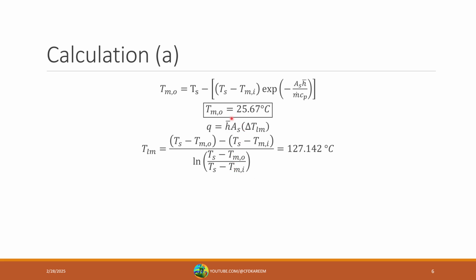And we're going to use our calculated outlet temperature of 25.67 degrees, plug that in, and we'll get a log mean temperature of about 127.142 degrees Celsius. Plugging that into the previous equation, we will get a value of about 5,299 watts of total energy dissipated by the fluid moving through the pipe.